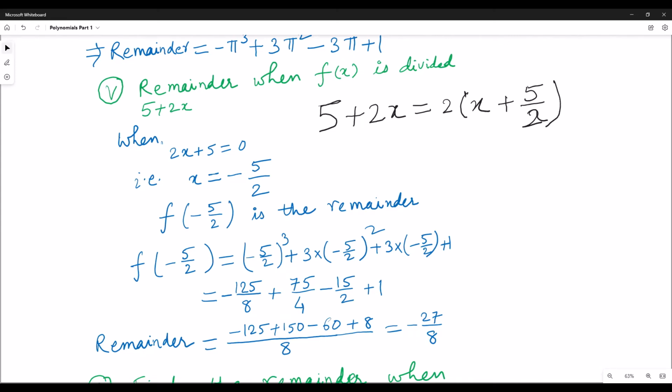So when we say divided by 5 plus 2x, we are saying divided by 2 times (x plus 5 by 2). So when x equals minus 5 by 2, this expression will be 0. So that is why we need to find the zero of this. So the remainder will be f(-5/2).